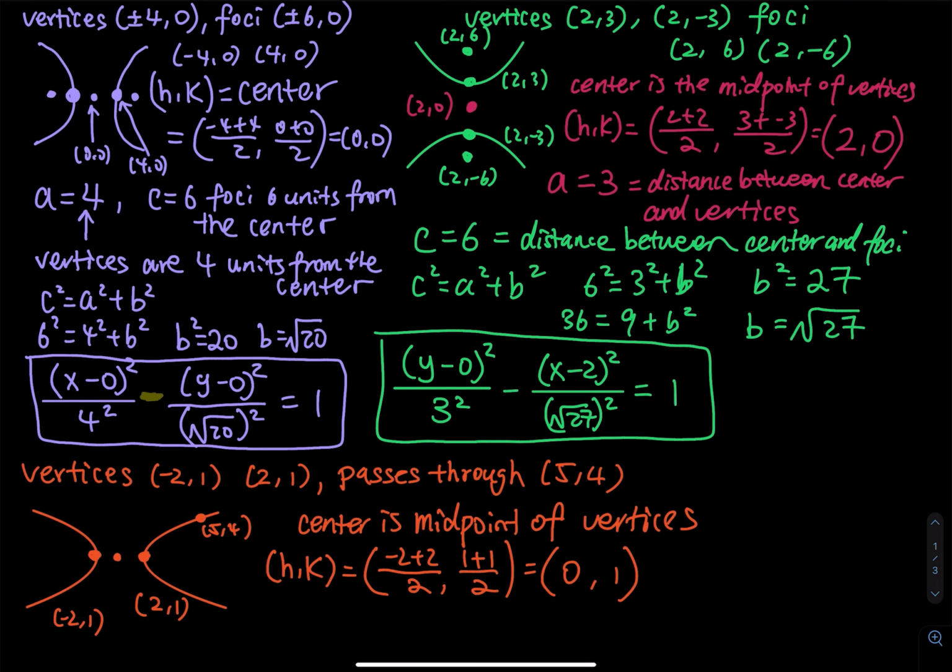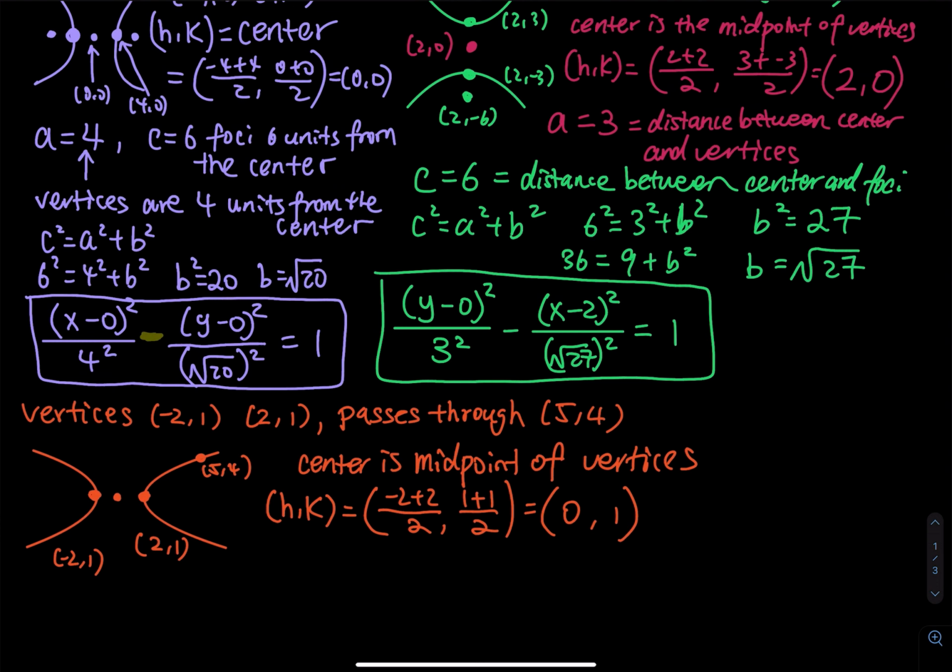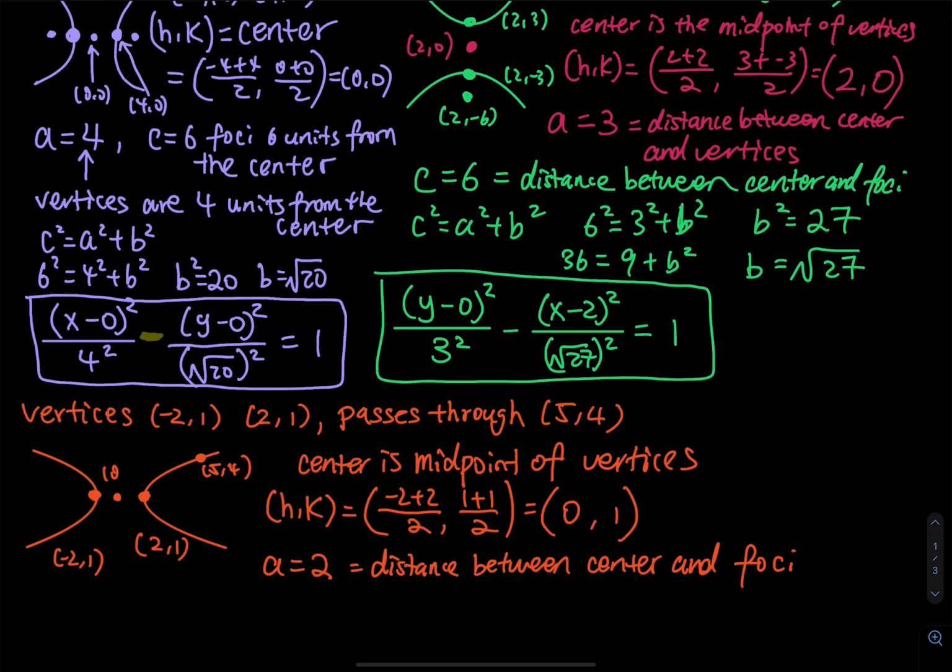And then how about a? a is the distance between the center and the vertex. So a is equal to 2 because this is a 2 units distance between the center and the vertex. So you have your 0, 1, right? 0, 1, and then from 0 to 2, this is 2 units. From 0 to -2, this is 2 units. So a is equal to 2.